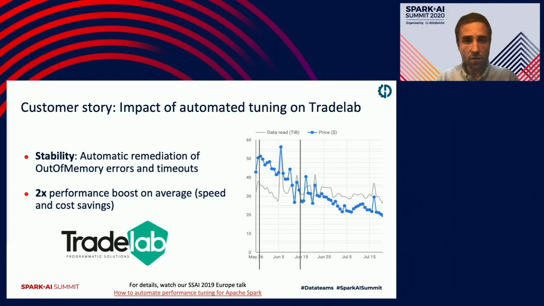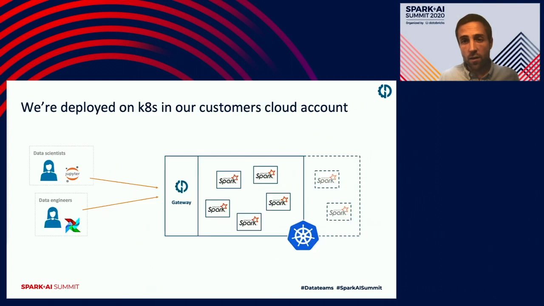So if you have any questions about how this works, check out our presentation from last year at Spark Summit Europe. And now I'll move on to a topic that's more relevant for today's talk, our architecture. Our platform is deployed on a Kubernetes cluster in our customer's cloud account. This is very important for security and data privacy reasons. You know, our customers' sensitive data never leaves their account. The Kubernetes cluster auto-scales up and down.